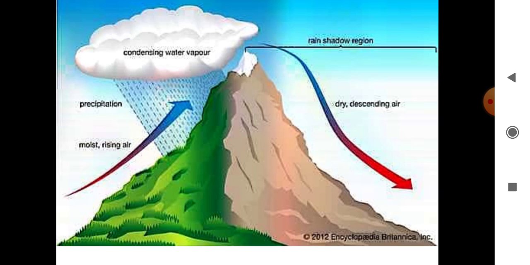For example, in India, the Western Ghats on the windward side get maximum moisture from monsoon, whereas on the leeward side there is a rain shadow area receiving very little rainfall.